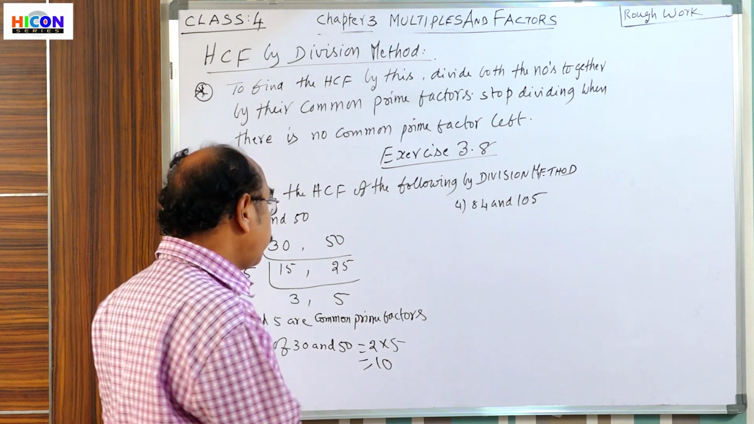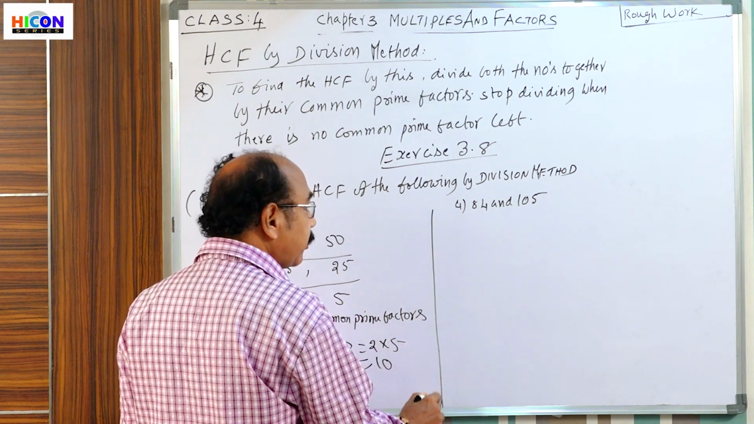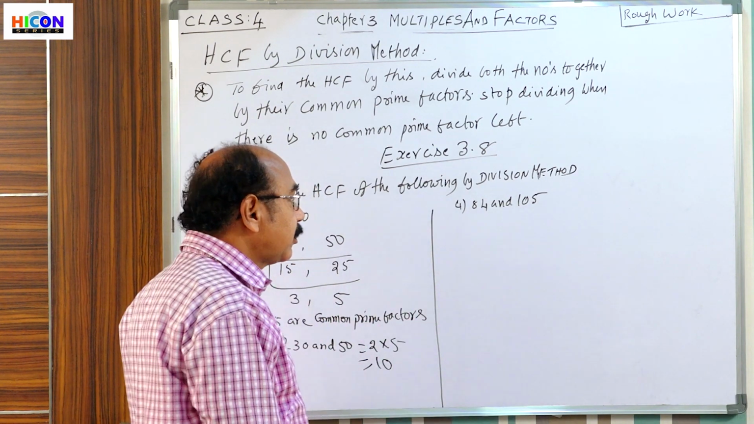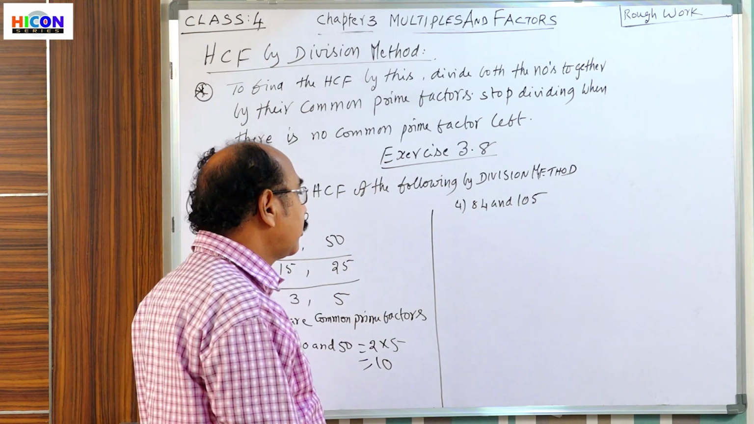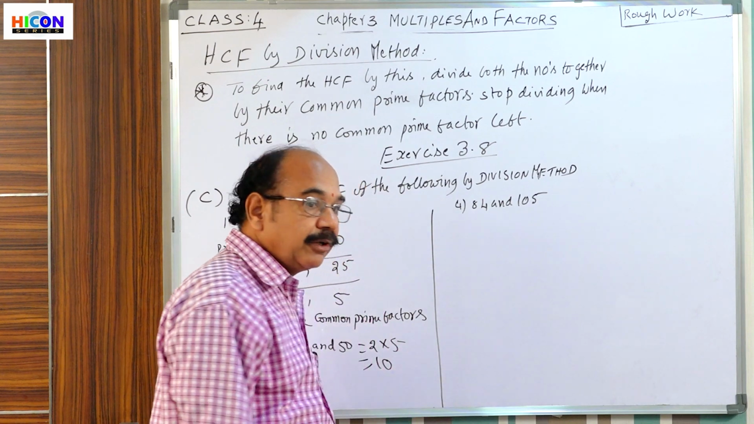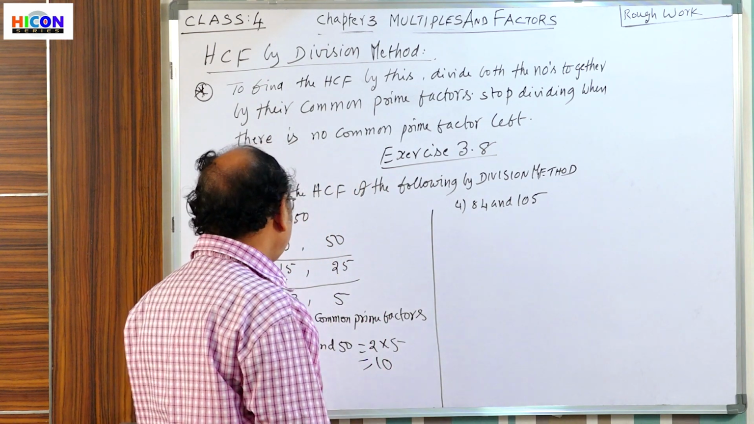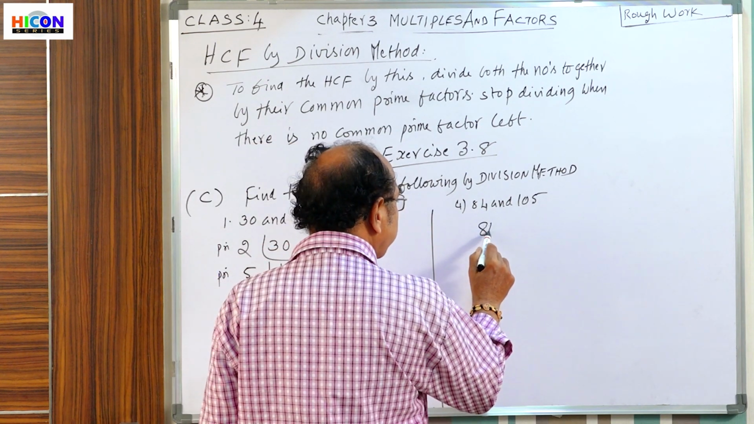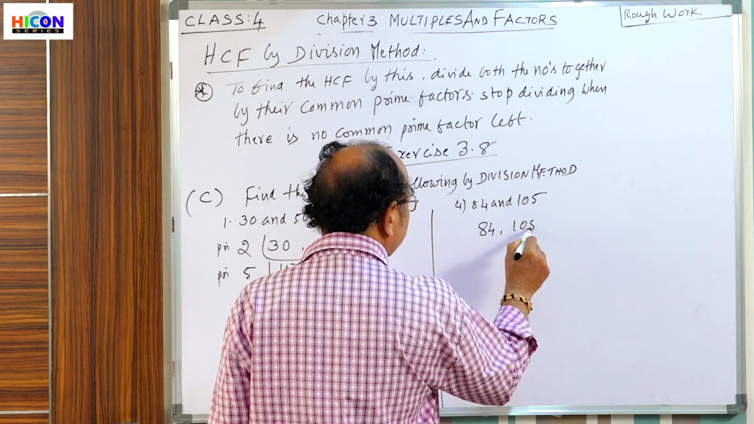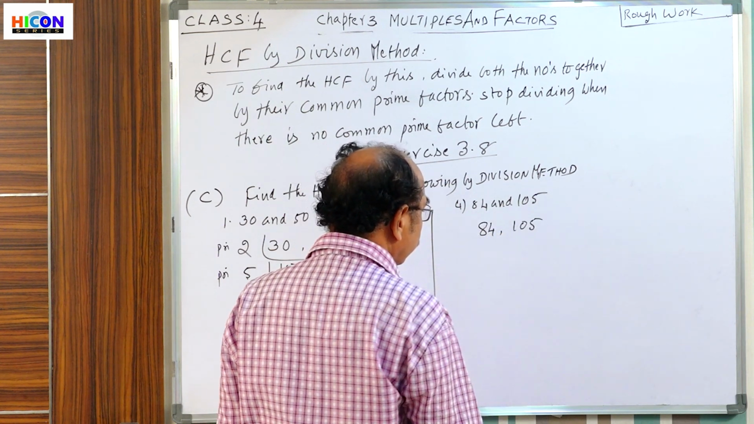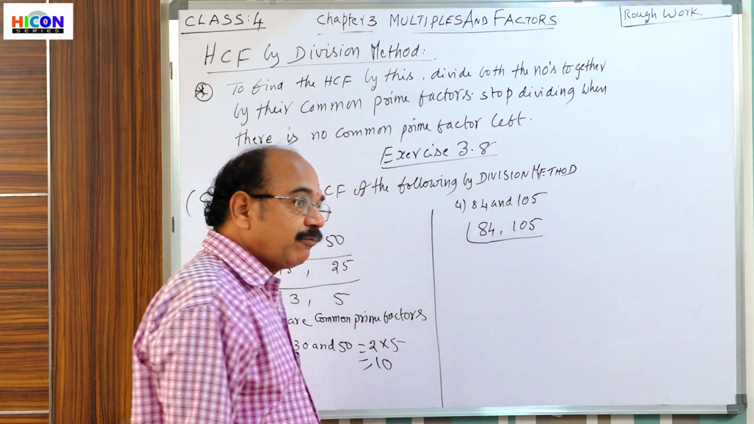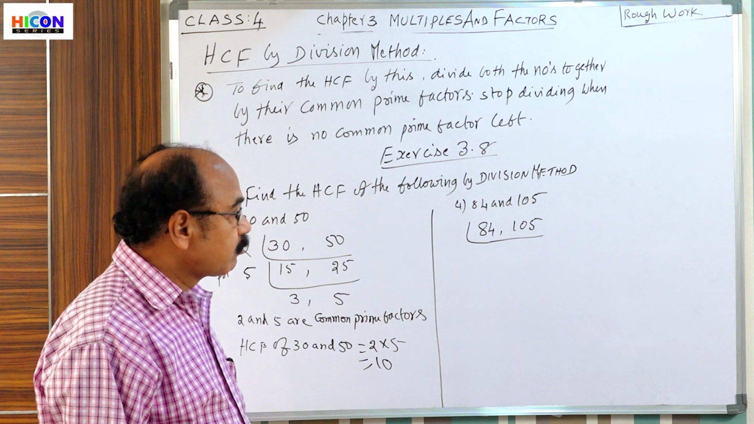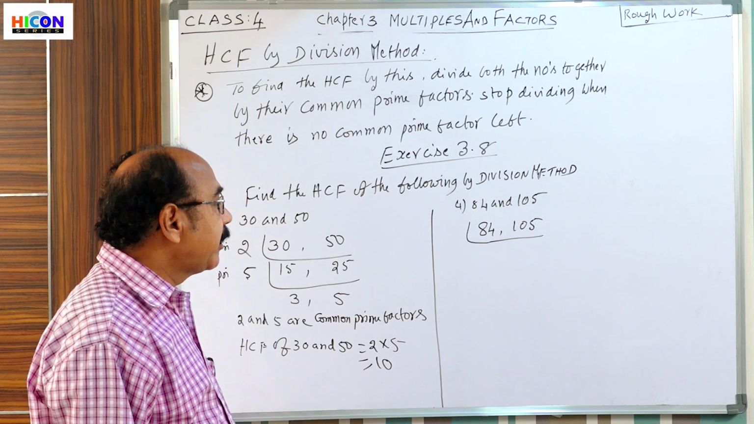Okay, now come to children, next another question. See here. Find the HCF of 84 and 105. Take both the numbers 84 and 105. What is the common prime factor? Which number can divide?